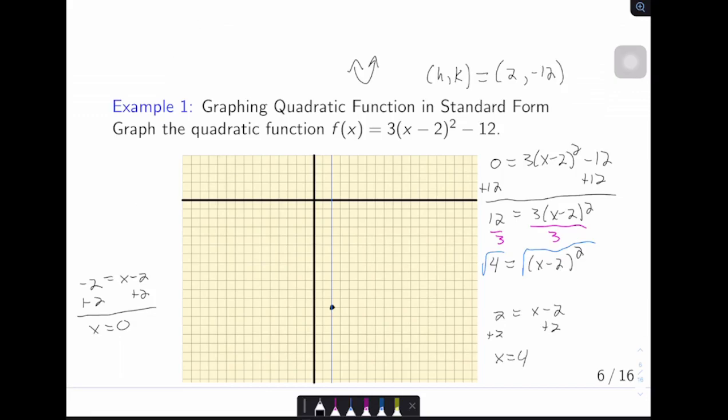So let's go ahead and plot those points. So we're going to get 0. I'll do that in pink. And then the other one is going to be at 4. So in this case, I don't need to plot any y-intercepts because we already have it. It's at x is equal to 0. And then we'll try to graph this with a smooth curve. It's kind of really skinny here, but there we go.